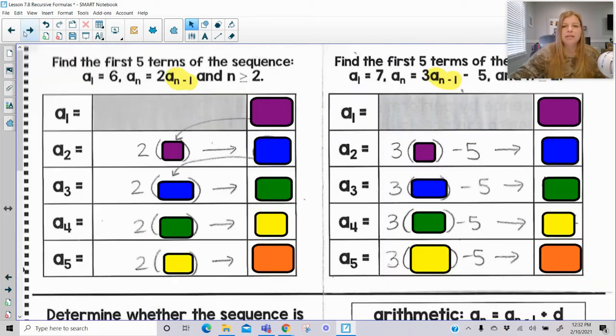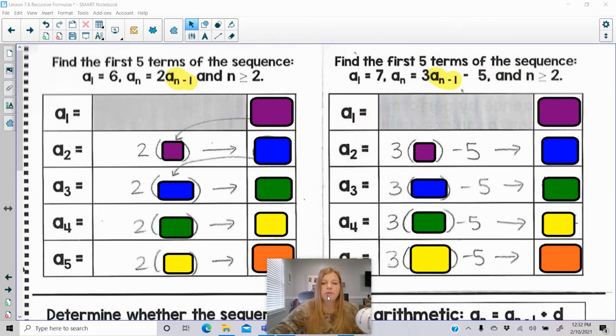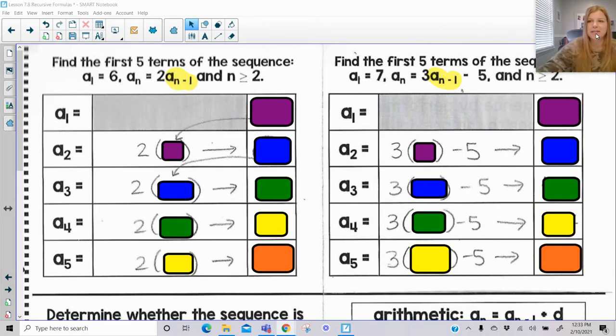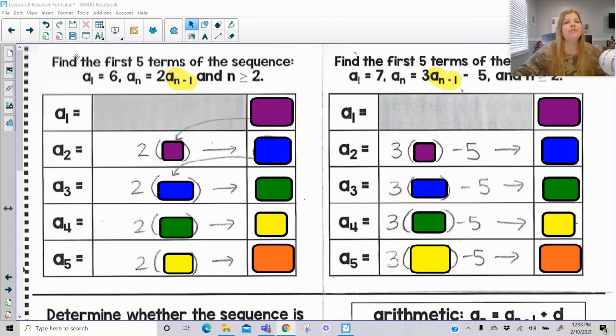So let's take a look at two really basic recursive formulas. Okay, so find the first 5 terms of the sequence. A sub 1 equals 6. A sub n equals 2 times a sub n minus 1. And I highlighted the a sub n minus 1 because that entire little expression means the previous term. And n is greater than or equal to 2.